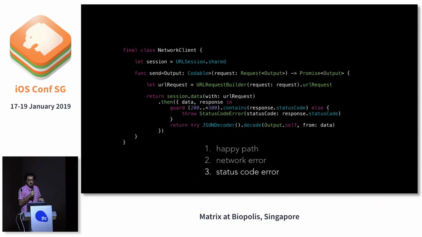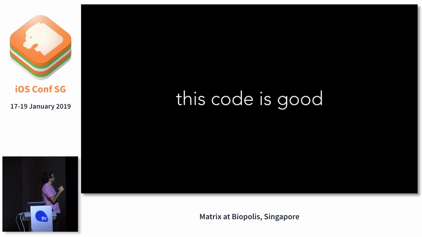Then there's a status code error. We create the URL request, send it, check the status code, and it turns out it's, let's say, a 404. At that point, it throws an error. And then the last branch is a JSON decoding error. Again, we create the URL request, send it, check the status code, and then try to decode it, and that's when it fails. So we have these 4 branches, which means there's basically 4 tests we have to write to test this code in its entirety. That is why this class is very testable. We like that. So this code is good.